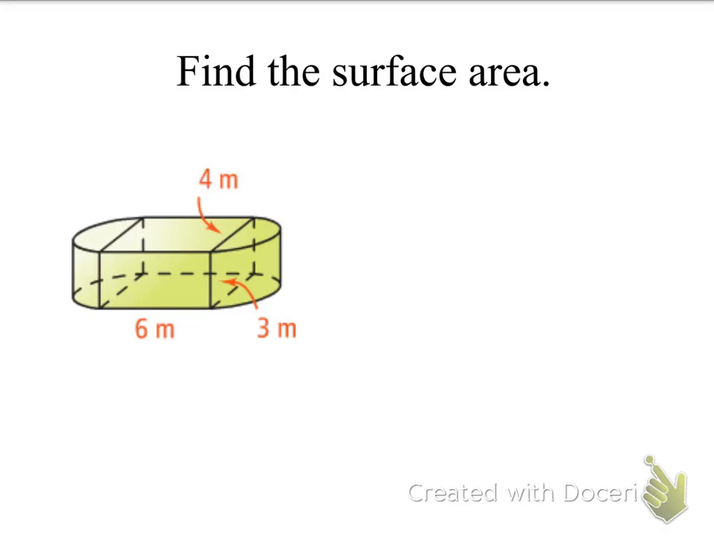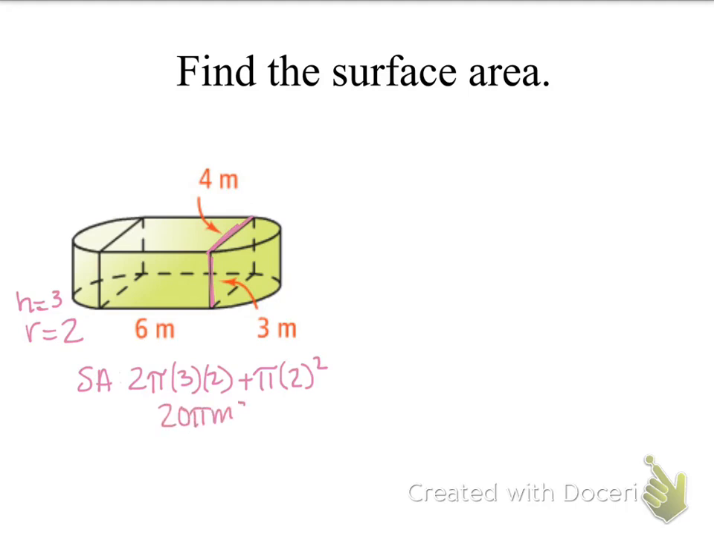So the cylinder, the surface area, I need the radius. So all the way across it looks like is 4, so my radius is 2. My height that connects my 2 circles is this 3. So it's 2 pi times radius times height plus pi r squared. So that's going to get me 20 pi meters squared. So that was cylinder.